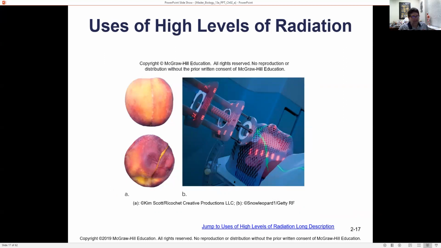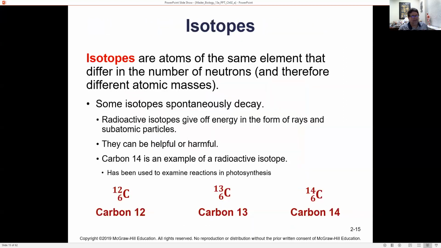Now, the danger is if we have a radiation spill in our environment, then this carbon-14, for example, would be taken up by plants, and you and I can't tell the difference between the radioactive carbon-14 and regular carbon-12 because it has the same number of electrons, so its reactivity is the same.